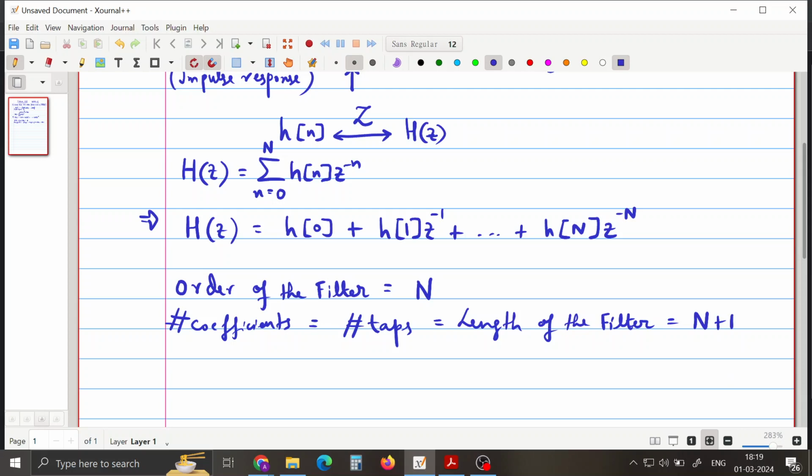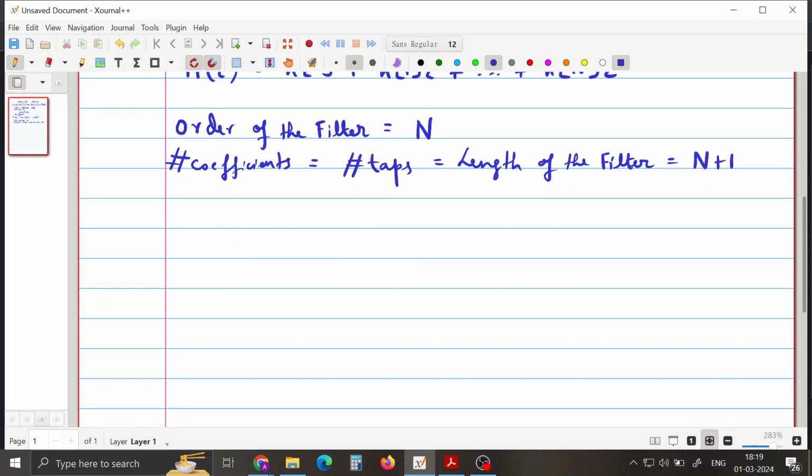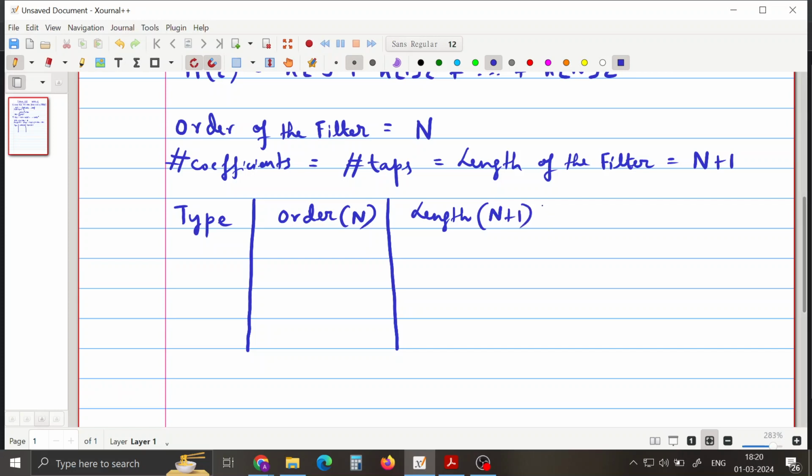Now you can go back to lecture 22, or refer to the textbook, where you can find a table which demarcates the 4 different types of linear phase FIR filter: type 1, type 2, type 3, and type 4. What are the characteristics of those 4 types? I'll make a table like that. The first column is the type of the filter. The second column is the order, which is capital N. The third column is the length, which is 1 larger than the order, n plus 1.